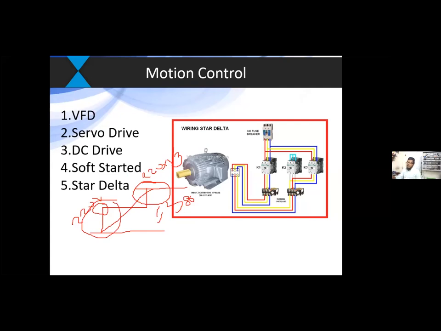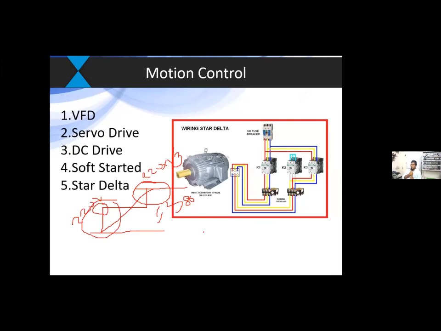So this is the soft starter and this is the star delta. Most of the industries are using the star delta because it is cheaper. Last time I was on the part of pricing. For a 7 kilowatt or 5 kilowatt motor, if I want to give safety with the star delta, that will cost around 2000 taka.